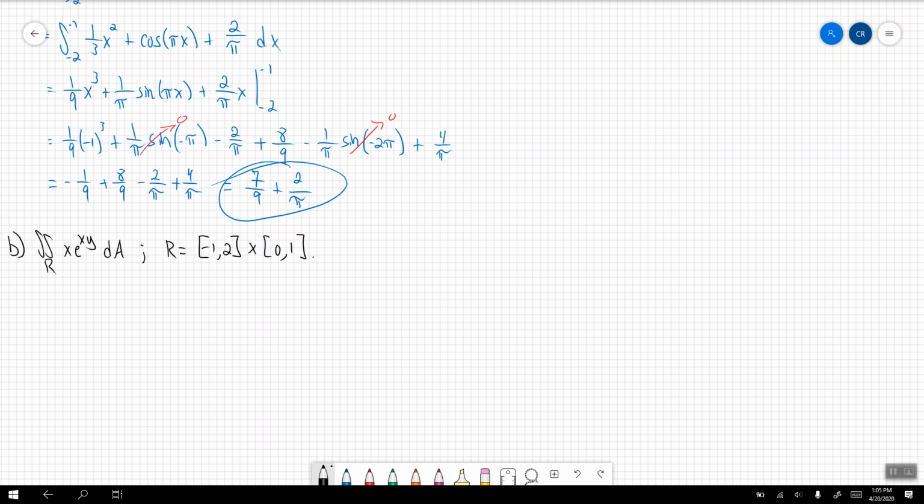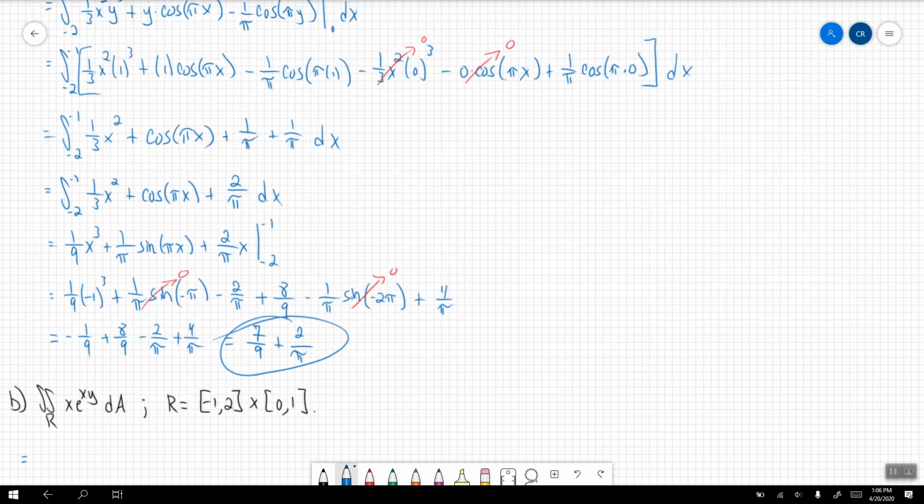Alright, so here's the example for part B. So we want to work through this example, and I see some x values here. That is kind of nice. I think I might want to do this with respect to y first, but again, at the end of the day, it doesn't matter because our bounds here are rectangular bounds, and since it's rectangular bounds, Fubini's theorem will apply.